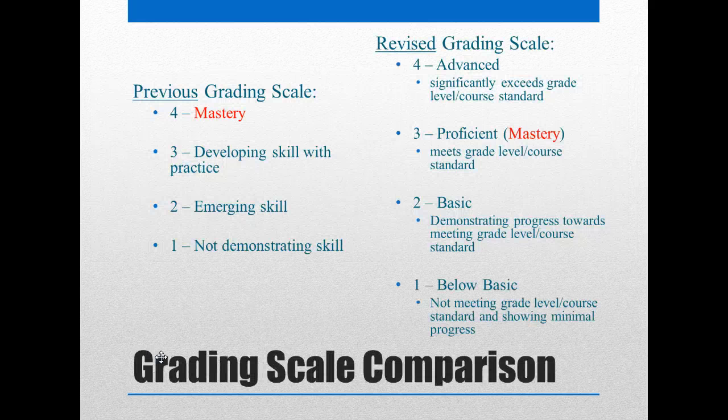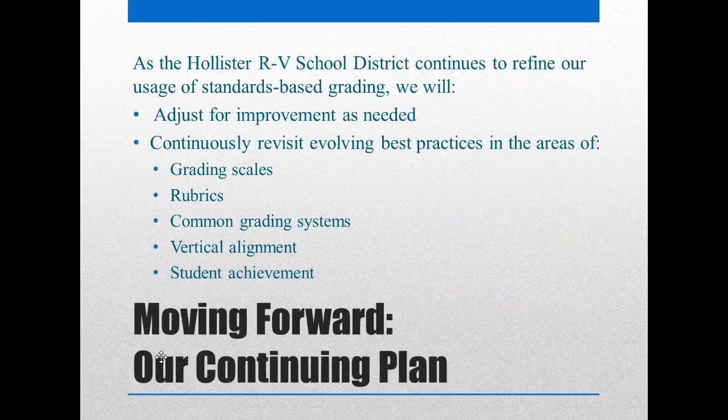This is just a comparison of our previous grading scale and our revised grading scale. As you'll notice in red, the most significant shift is what number is demonstrating mastery. In the previous grading scale, a 4 demonstrated mastery. In our revised grading scale, and what you will see coming up at parent-teacher conferences, a 3 is now considered mastery and proficient. So if your student gets a 3, that does not mean that they're below where they need to be. That means they are meeting the standards and they are at grade level performance. A 4, once again, is an advanced score.